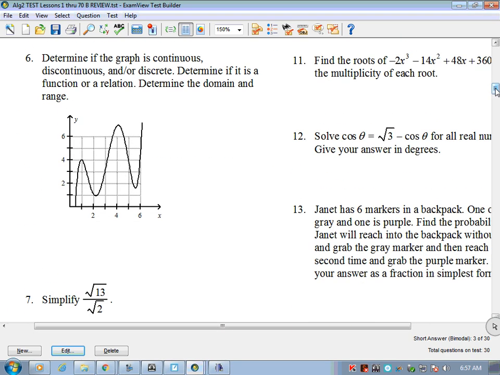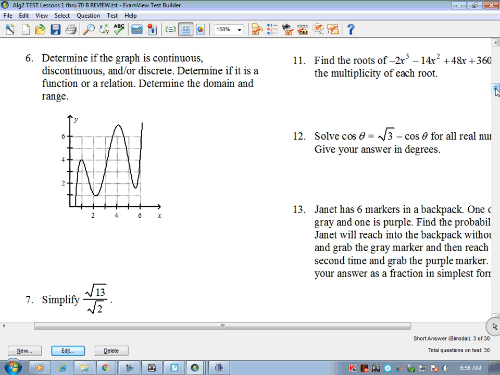Let's come down to number 6. Determine if the graph is continuous, discontinuous, and or discrete. Determine if it's a function or relation. Determine the domain and range. First things first, it is continuous and not discontinuous because there are no breaks or pauses in it. It is a function.